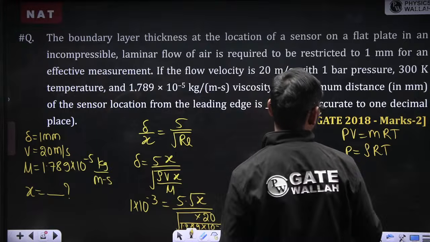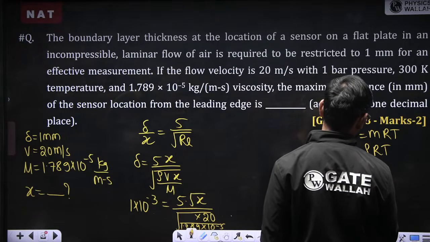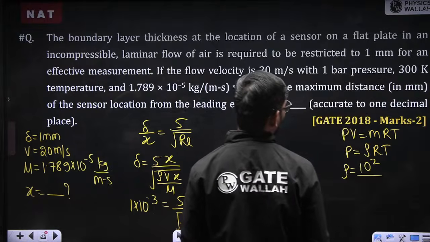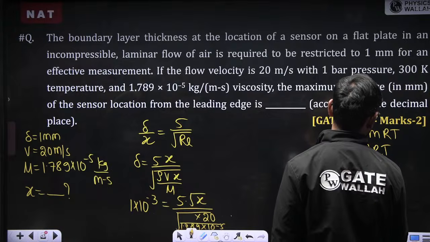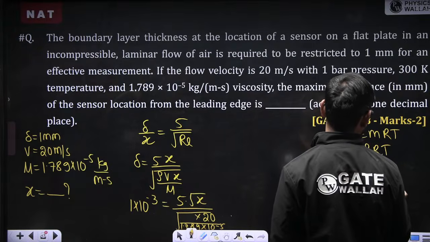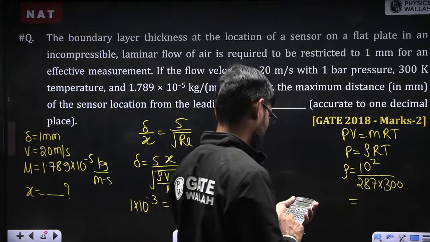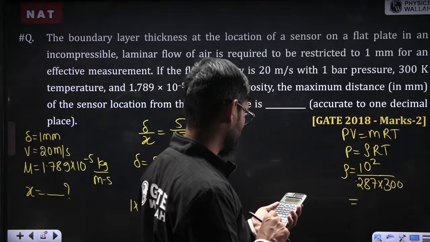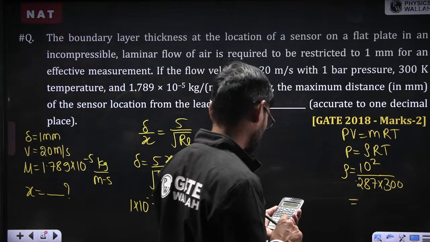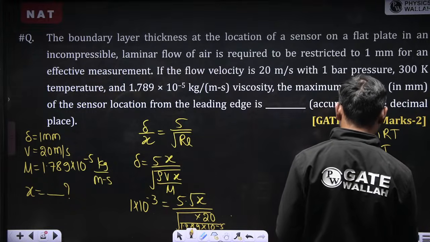P is 1 bar, 10 to the power 5, I'll write 10 to the power 2 in kilopascal. 0.287 into T is 300 Kelvin. Rho value will come 100 divided by 300 divided by 0.287. This value is 1.161.